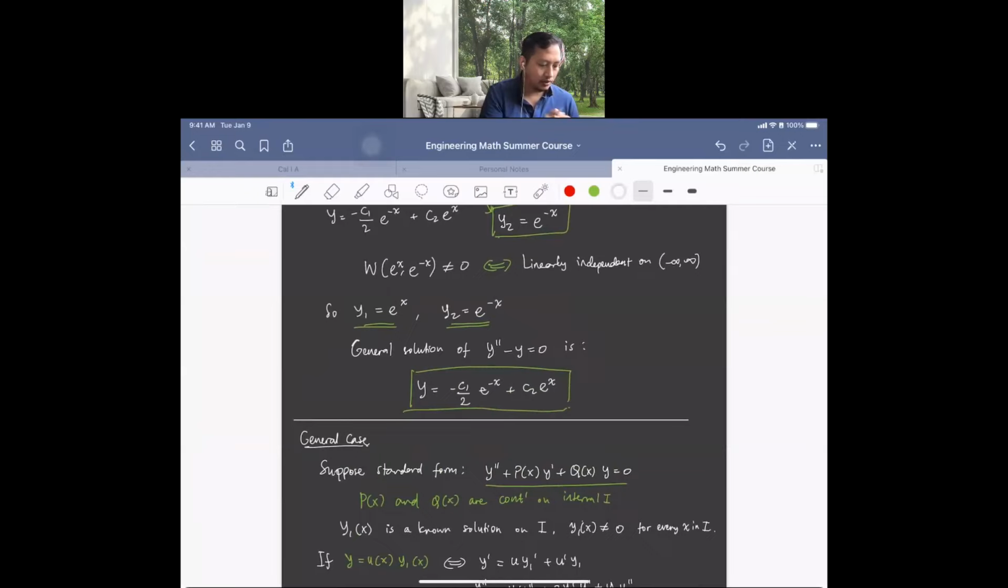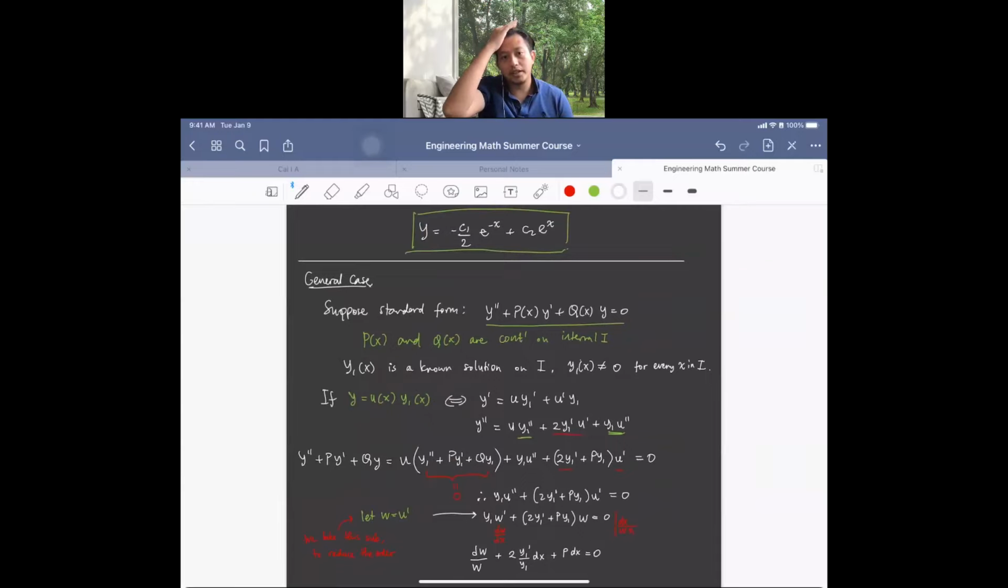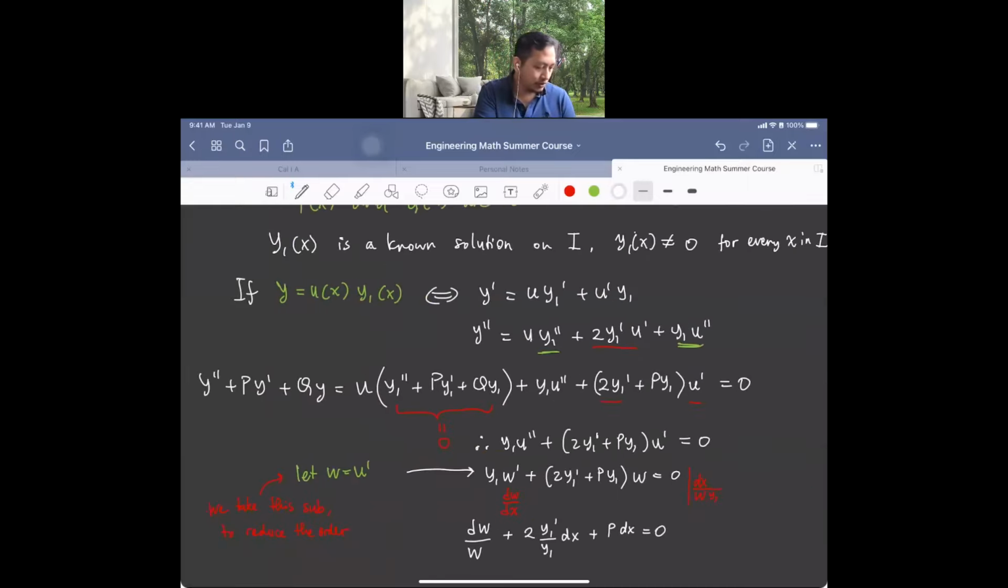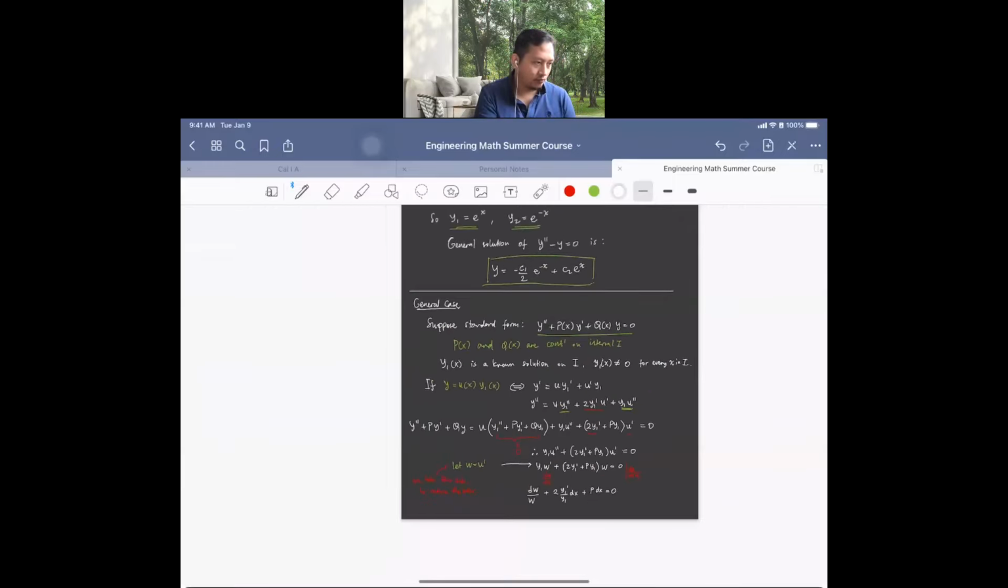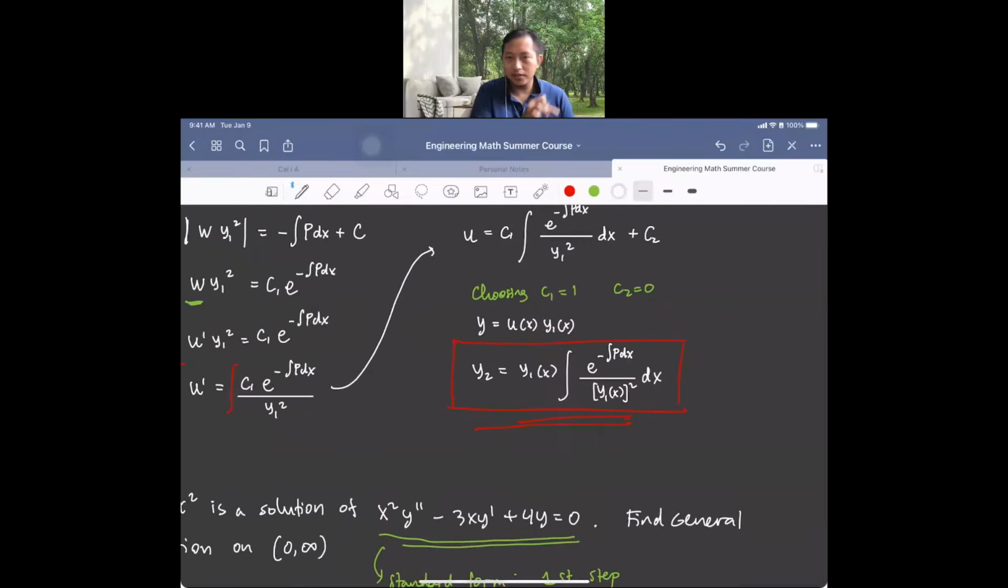Then we get the general solution for this differential equation. And this is just the general case and how we are going to solve. Basically the same thing, but it's more general using some symbols. We take this substitution to reduce the order, so basically reduce and become the linear order. And finally we get the idea that this is what we have.